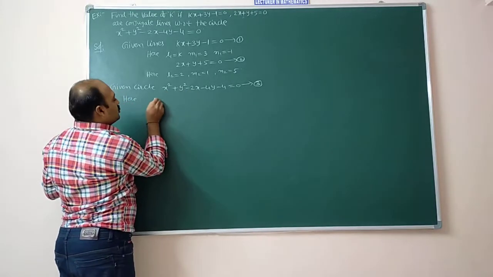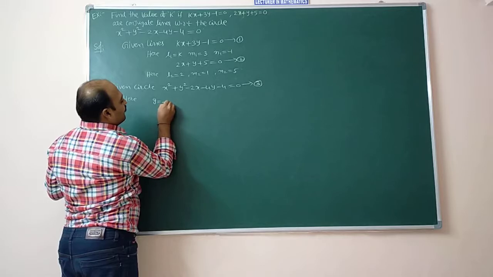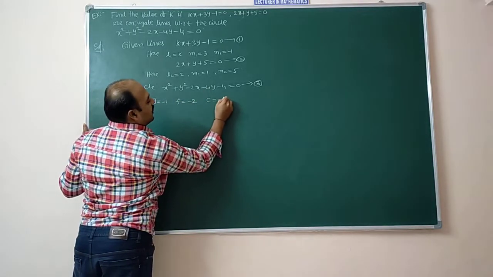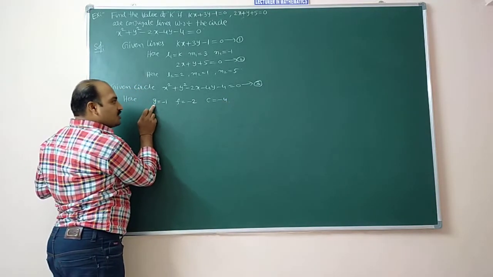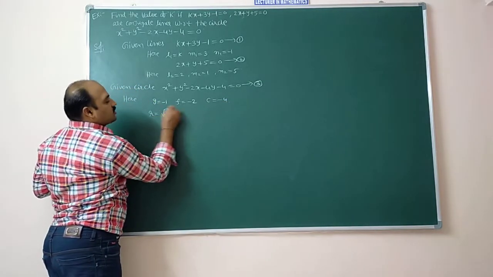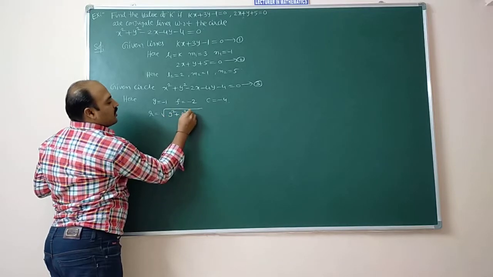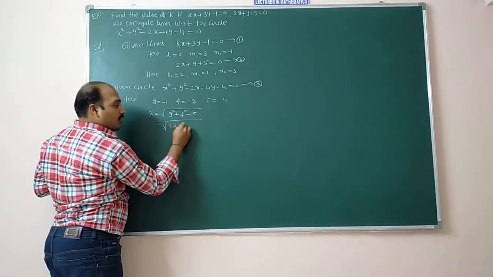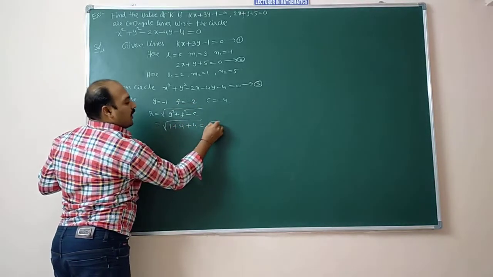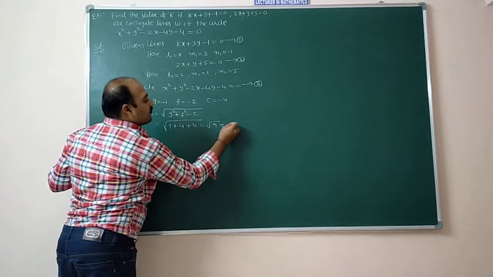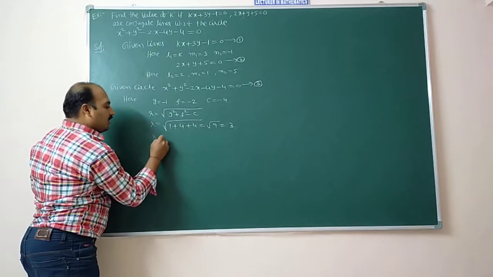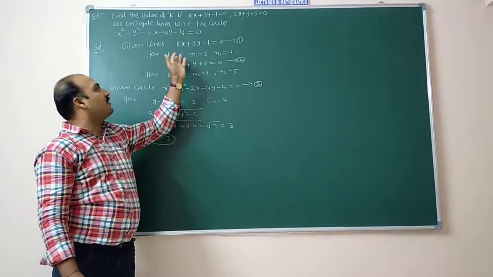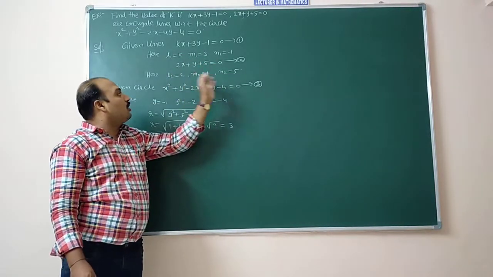2g equal to minus 2, so g equal to minus 1. 2f equal to minus 4, f equal to minus 2, c equal to minus 4. Whenever we have the values g, f, c, you can calculate the radius: square root of g square plus f square minus c. Square root of minus 1 whole square plus minus 2 whole square minus of minus 4, root 9, which is equal to 3. So therefore r equal to 3. We got the R value, and the G, F, C values, L1, M1, N1, L2, M2, N2.